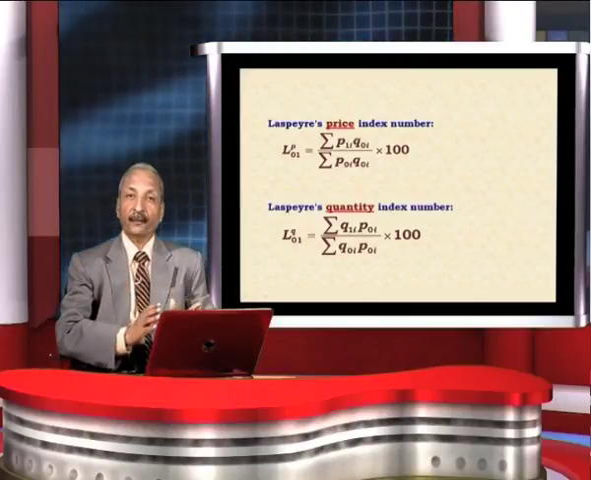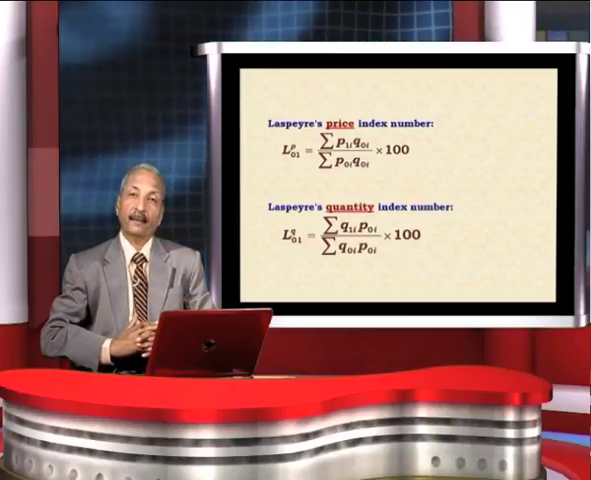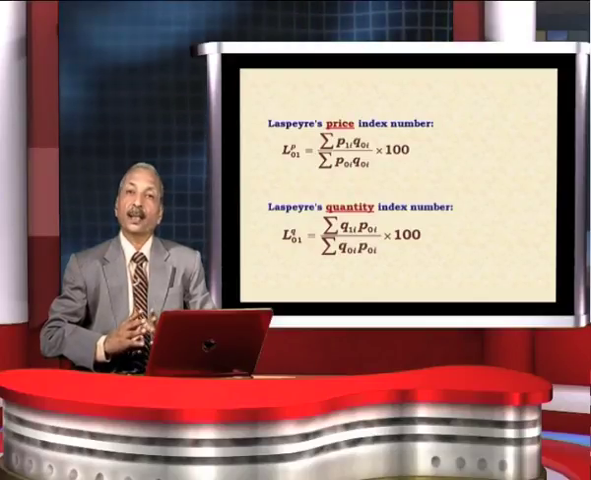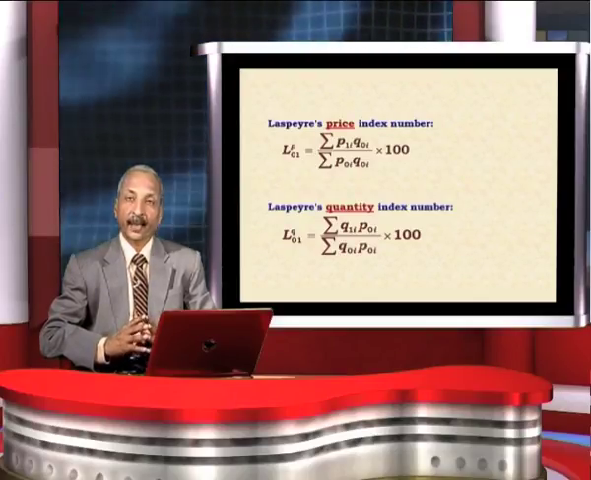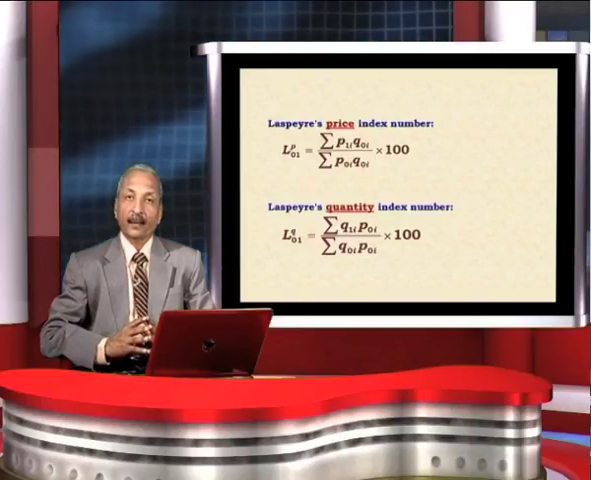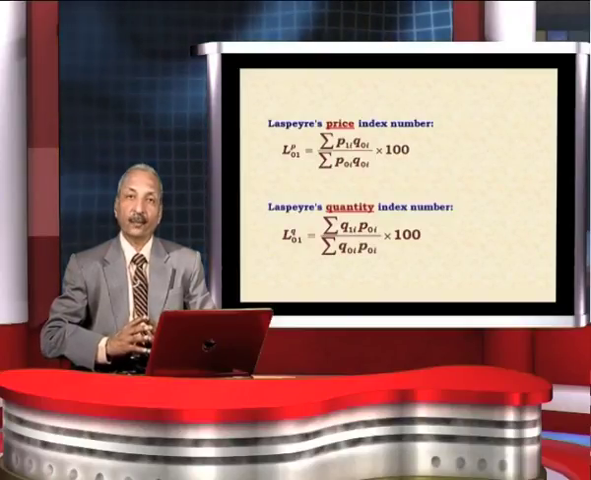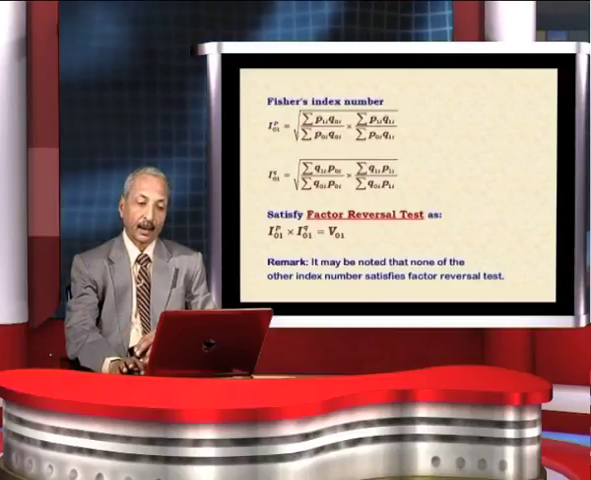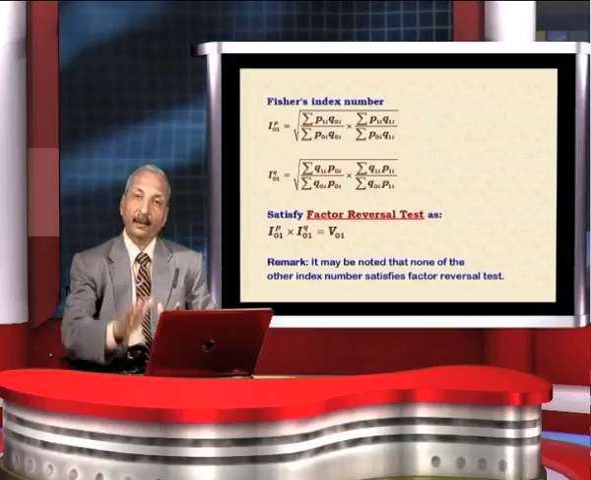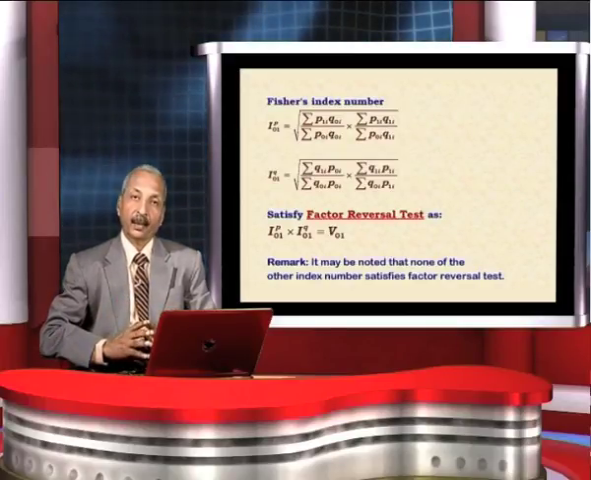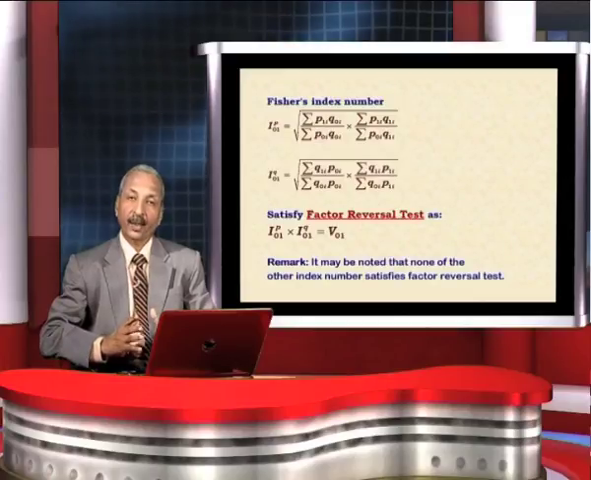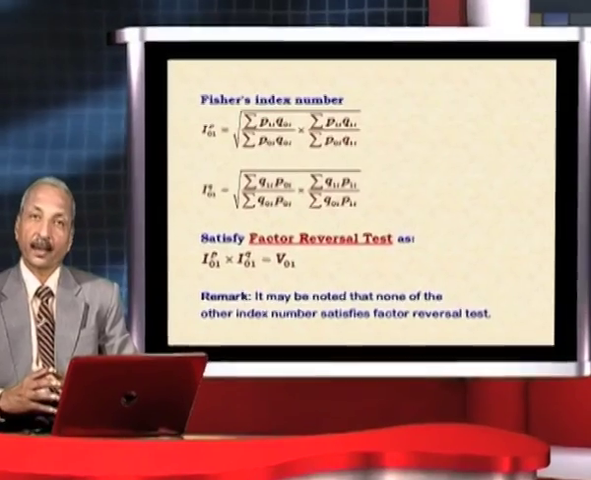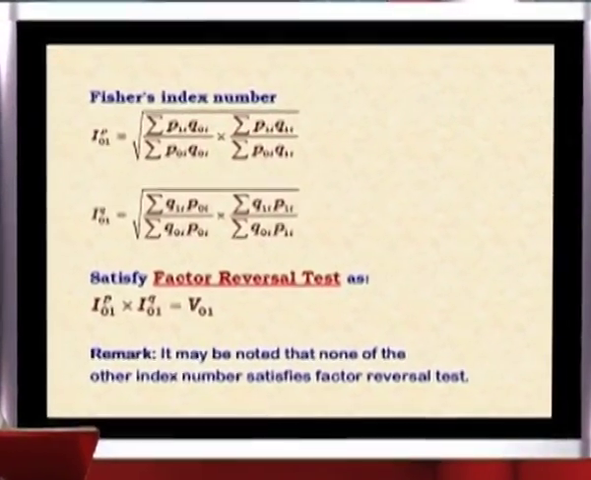So, L01P and L01Q are the price index number and quantity index number using the Laspeyres method. If the product of these two index numbers is equal to the value index, we say that the Laspeyres formula satisfies the factor reversal test, but unfortunately we can check that this Laspeyres formula does not satisfy the factor reversal test. Not only the Laspeyres, but the other formulae which we have just discussed like Paasche, Marshall and Edgeworth, they also do not satisfy the factor reversal test.